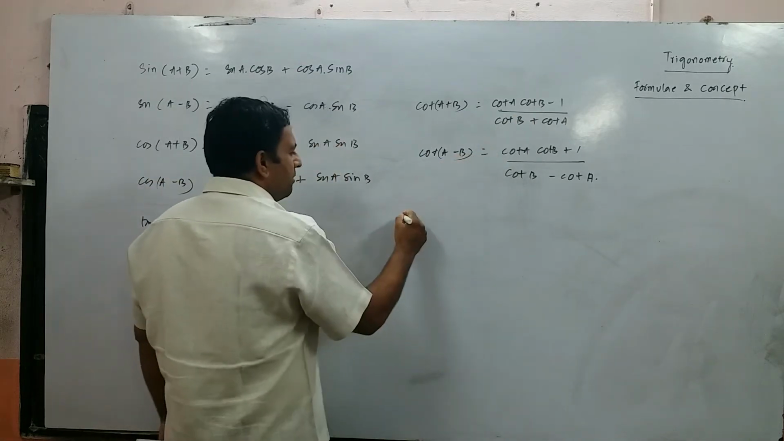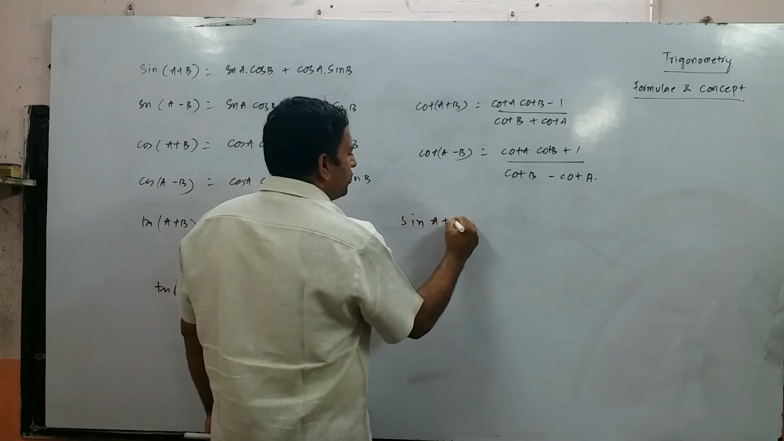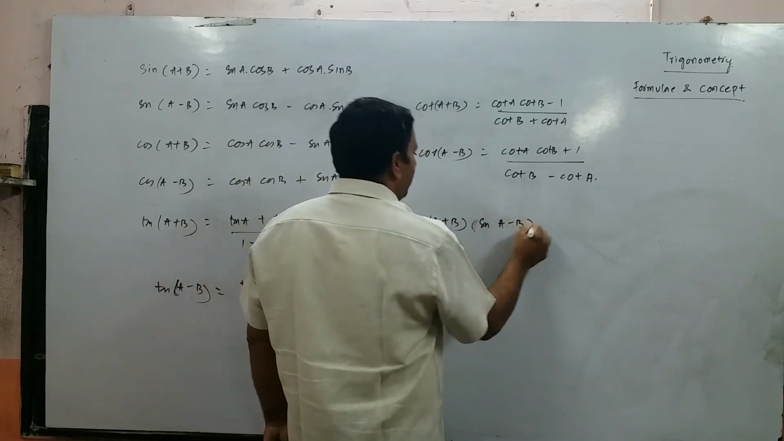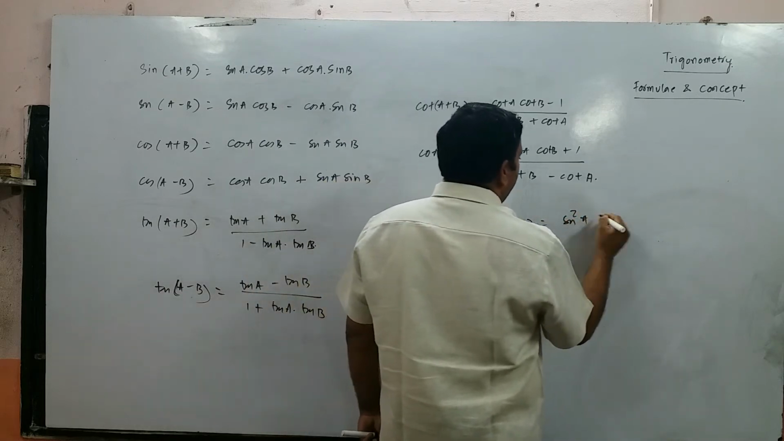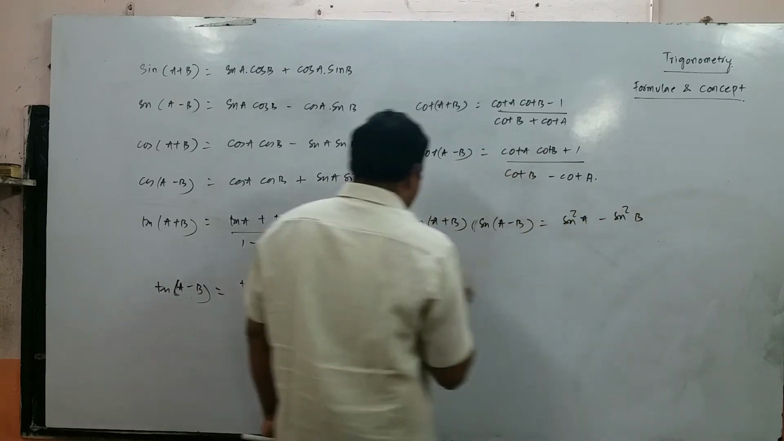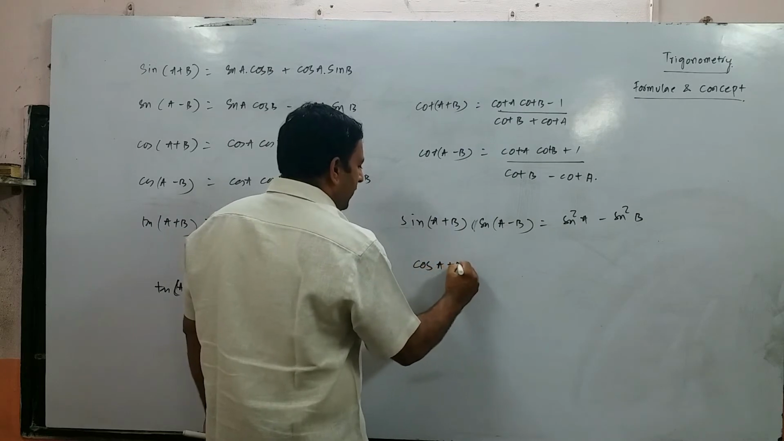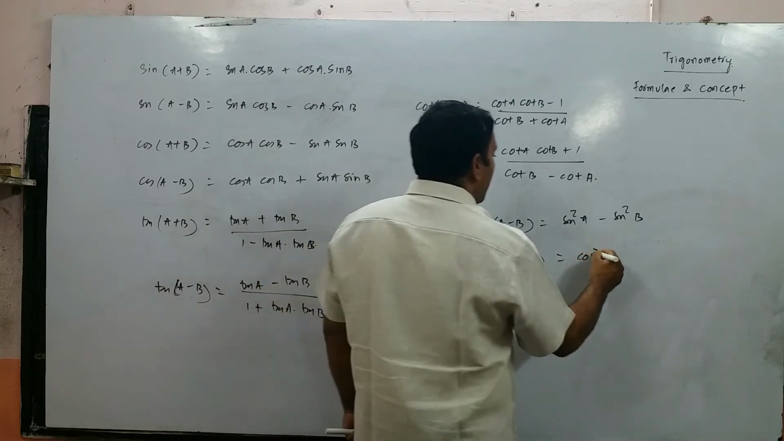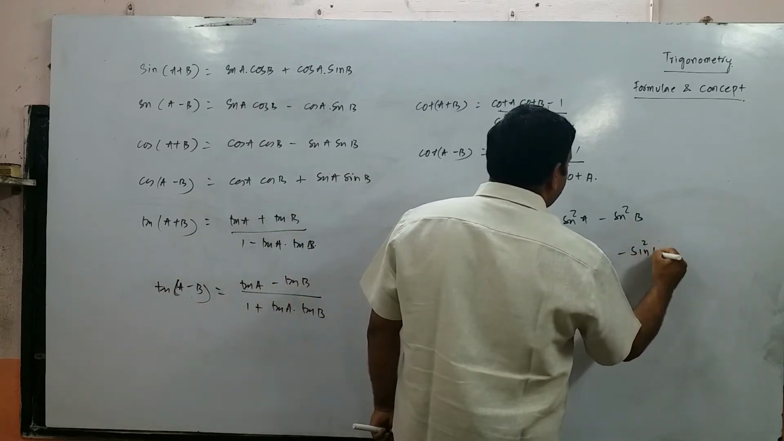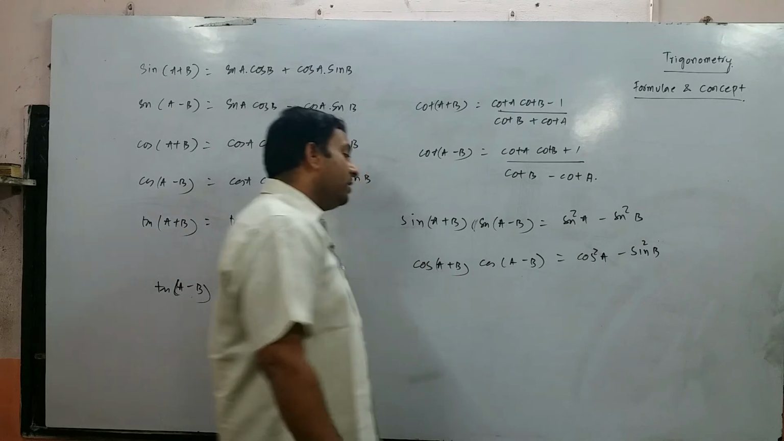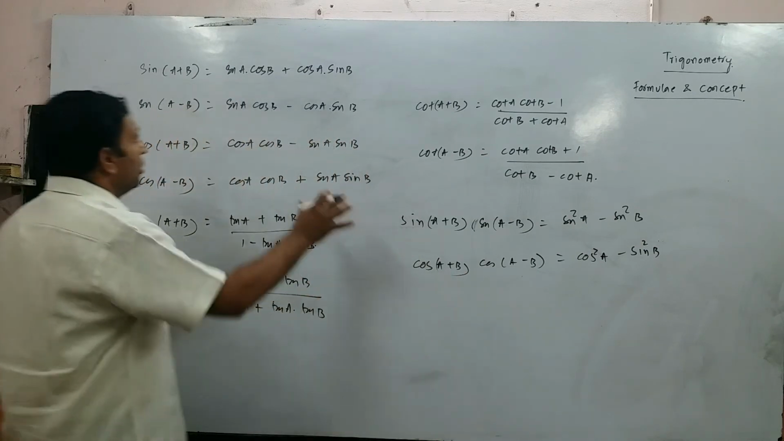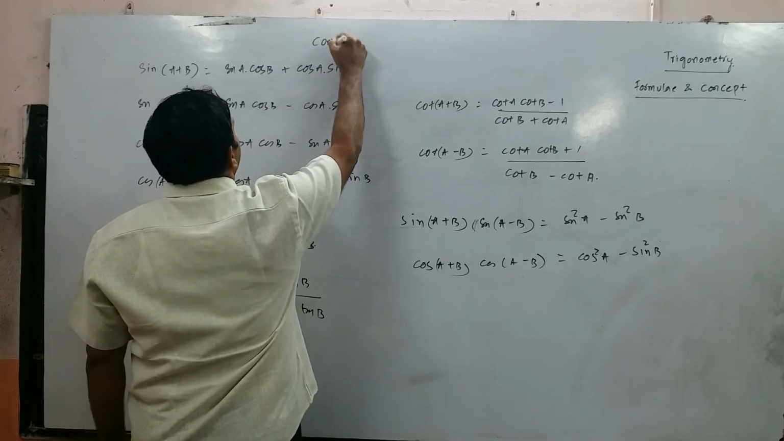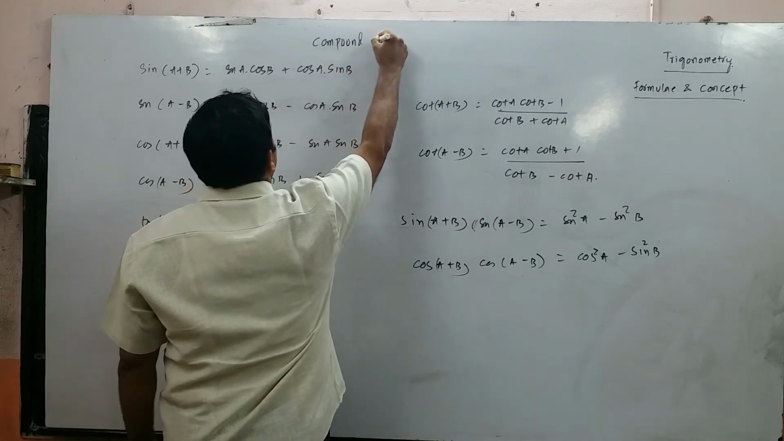Apart from that, some standard results also you have, very frequently used formulae. Sin of A plus B into sin of A minus B is equal to sin square A minus sin square B. Similarly, you have cos of A plus B into cos of A minus B is equal to cos square A minus sin square B. Right? It is cos square A minus sin square B. So I want you to carefully note down these formulas, and these formulas come under the category of compound angles.